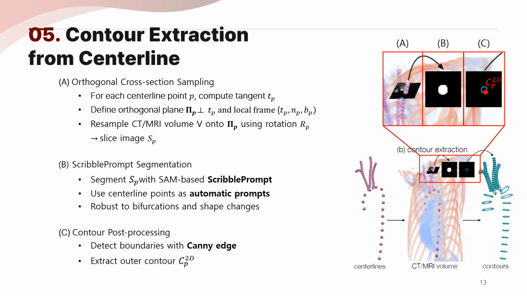or MRI volume onto it using RP to get a cross-sectional slice SP. Each slice is then segmented with a SAM-based scribble prompt using the centerline point as an automatic prompt. Finally, they apply Canny edge detection and take the outer boundary as the 2D contour.